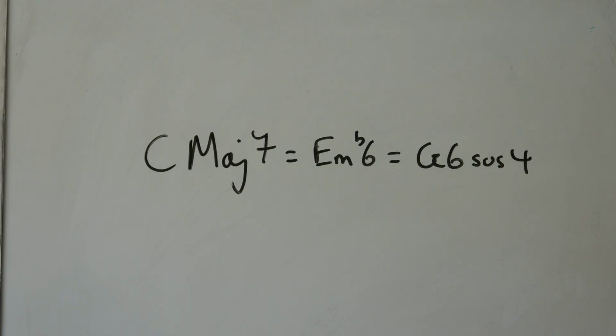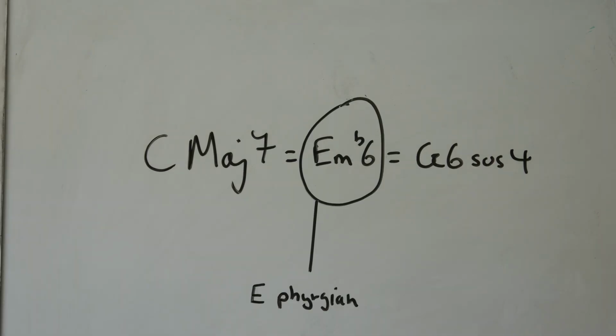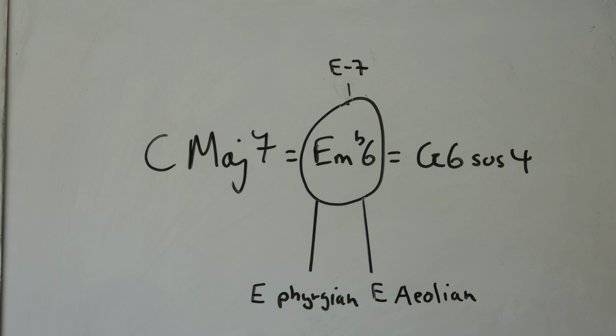So now if I come across C major 7 harmony, I can think in terms of E Phrygian, E Aeolian, and the minor 7th arpeggio belonging to those modes, E minor 7, as these all correspond to an E minor chord with a flattened 6th.